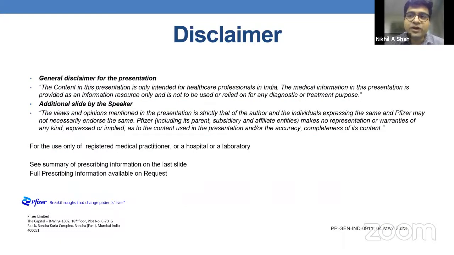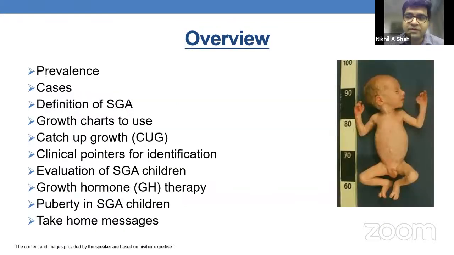So the overview today: we'll be talking about the prevalence of SGA babies. I'll be discussing a couple of cases. What is the definition of SGA? Which growth charts to use to plot these babies? What is catch-up growth? Clinical pointers for identification of these children. Evaluation of these children who are short. Growth hormone therapy in these children. How does puberty take place in SGA children? And finally, I'll be summarizing my session.